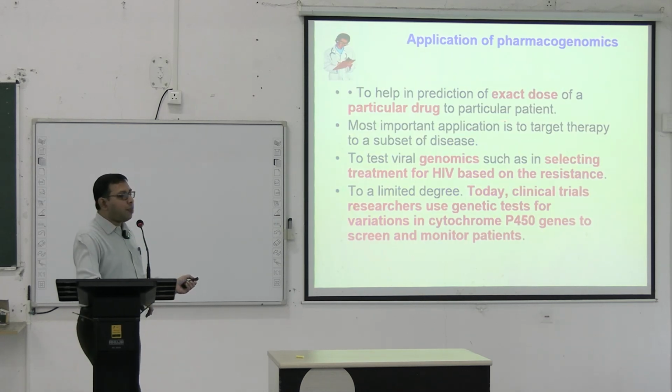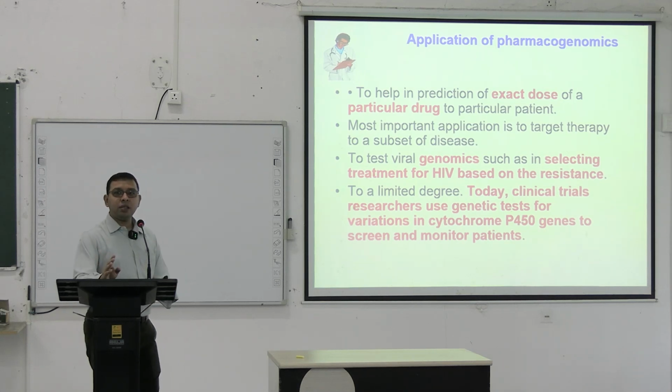Application to help predict the exact dose of a particular drug for a particular patient. The most important application is to target therapy to a subset of the disease, to test viral genomics such as selecting treatment for HIV based on the resistance, and also antimicrobial resistance. There are some genetic diseases, some antimicrobial resistance, some chronic diseases that we can target by this pharmacogenomic approach.